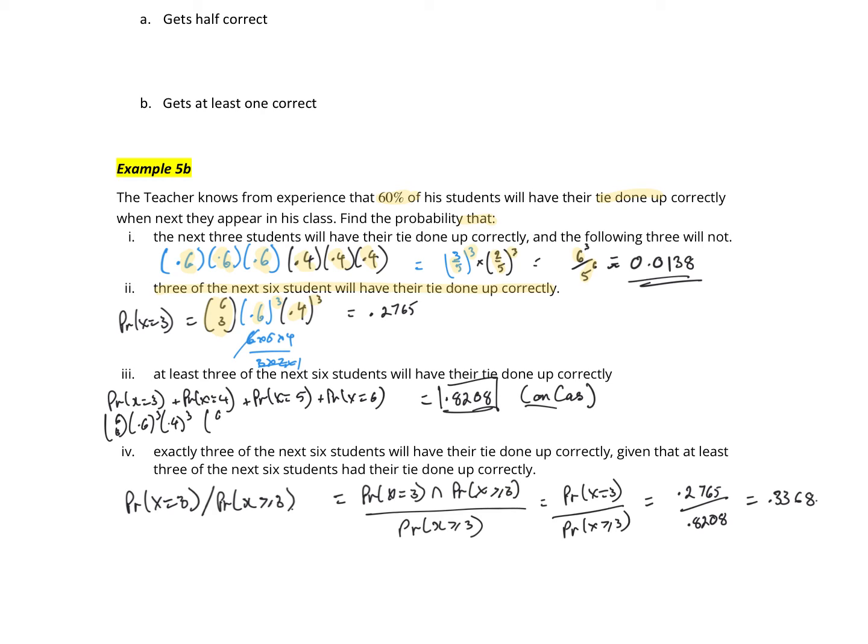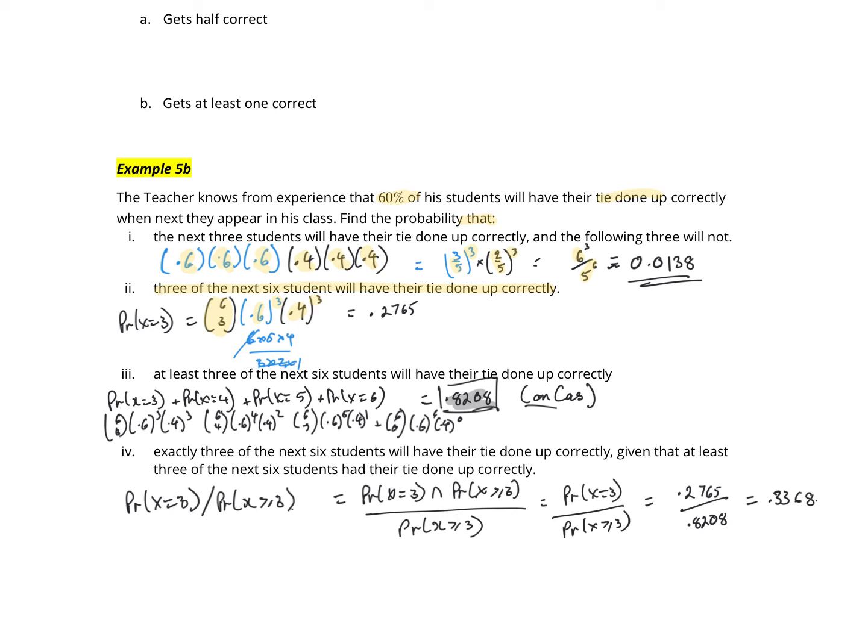and then I've got 6C4, 0.6 to the 4, 0.4 to the 2, 6C5 for 5 correct, 0.6 to the 5, 0.4 to the 1, and 6C6, 0.6 to the 6, 0.4 to the 0. So you can put it all in your calculator and get 0.8208. But we will look at a better way to do that and a quicker way to do that very shortly.